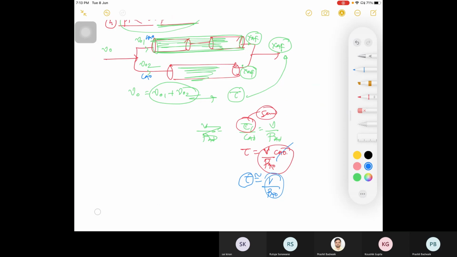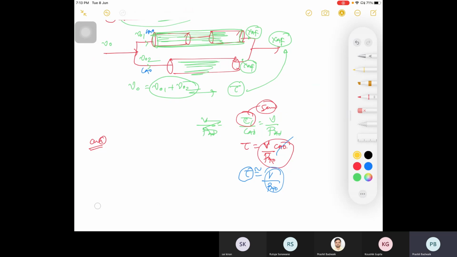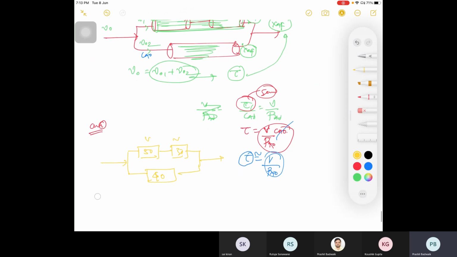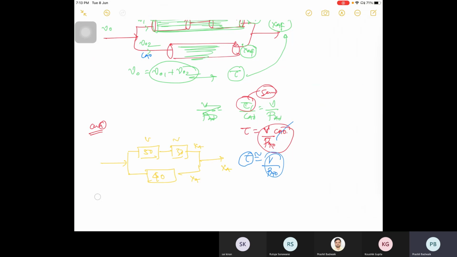Okay, I'll write one question and we'll stop then. Suppose you are having this combination, this is your 50 followed by 30, and this is your 40. These are the volumes I am writing here: 30 volume, 40 volume and 40 volume. I am having conversion XA here, so here also XA, and here also XA.